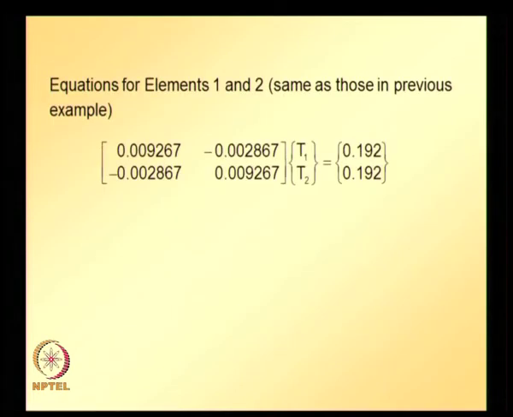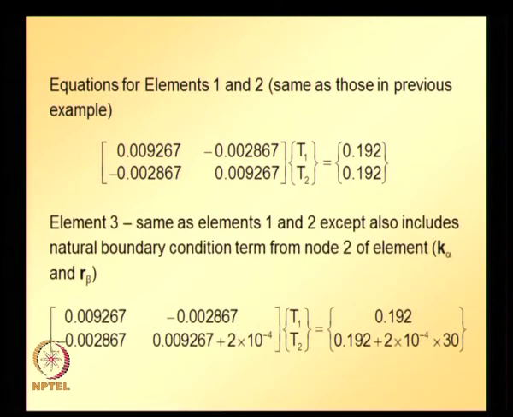The element equations for elements 1 and 2 are repeated here, as obtained in the previous example. Element 3 is the same as elements 1 and 2, except it also includes the natural boundary condition terms k alpha and r beta for node 2 of the element. Making this small change, we get the element equations corresponding to element 3.